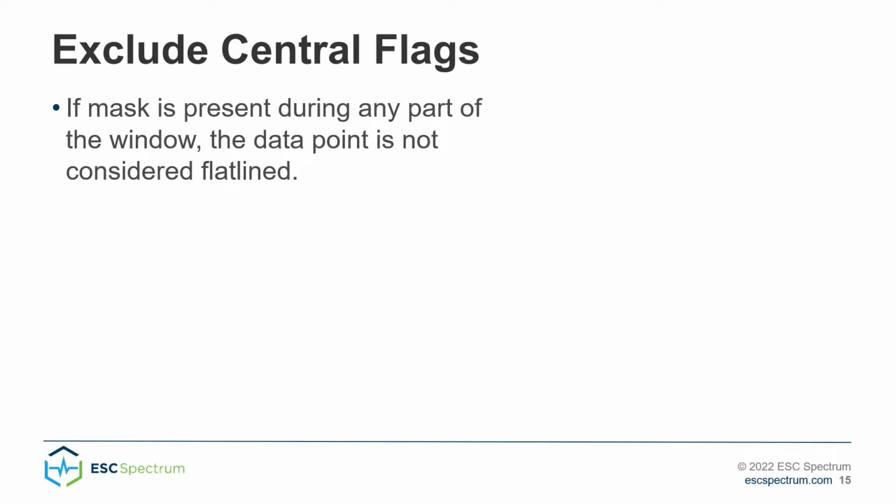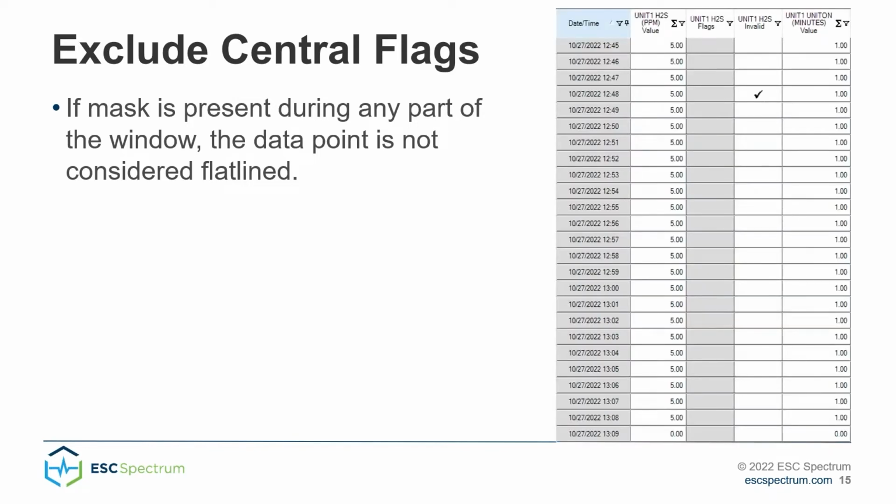So how this setting works is if the mask is present during any part of the window, the data point is not considered flatlined. So if we go back to our same example, looking at that minute 12:48, if this minute had an invalid mask and you had set this setting, the flatline tool to ignore invalid masks, then the data in hour 13, when we are running our ProcessNow task, would not be considered flatlined.